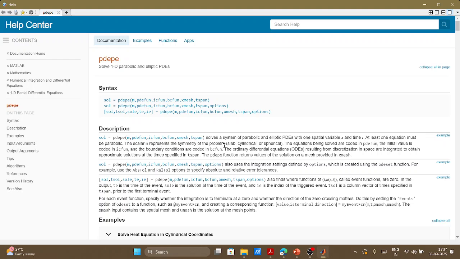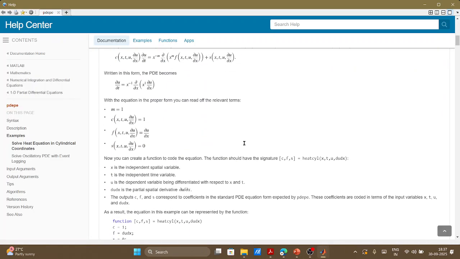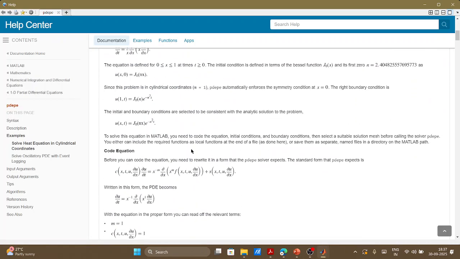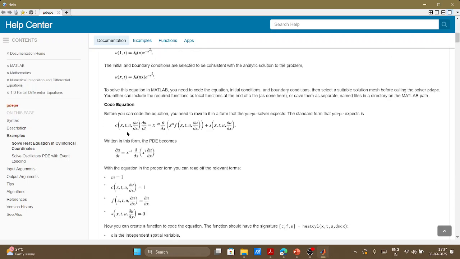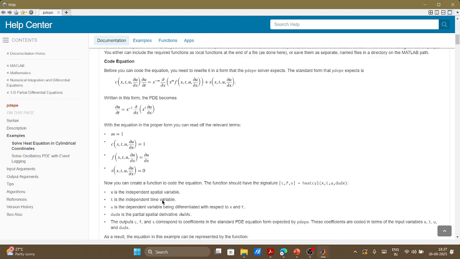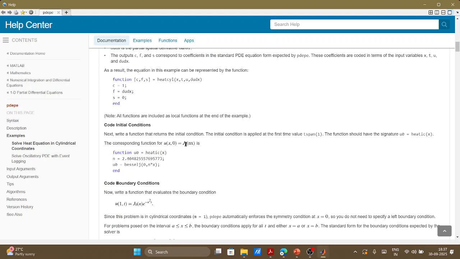The scalar m represents the symmetry of the problem, what kind of geometry you are in. The equations being solved are coded in the PDE function. Initial values are coded in the IC function. Boundary conditions are provided in the BC function, and the number of grid points you can provide through xmesh and tspan, right? And here the detailed analogy was also given, that first you have to write your PDE in terms of this equation, and corresponding to that you have to find the value of m, and find c, f and s in your equation, right? Which we then supply as a function to our PDE problem.